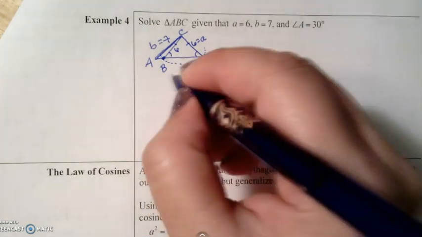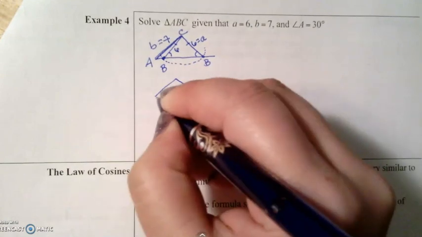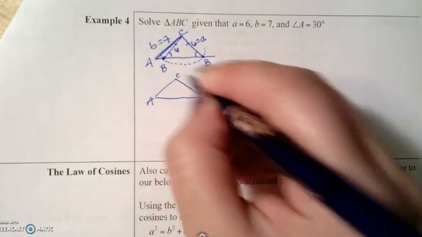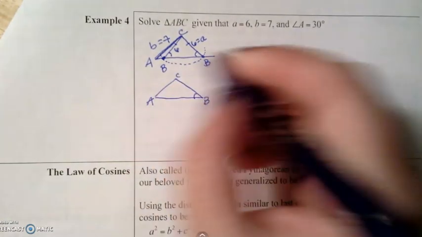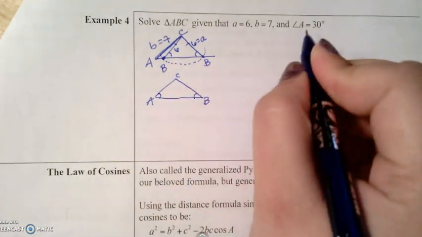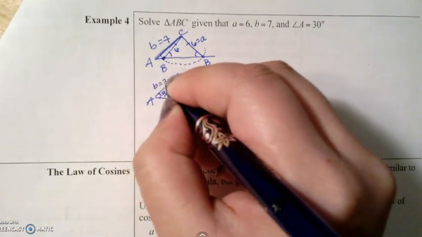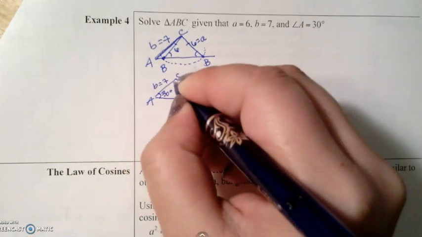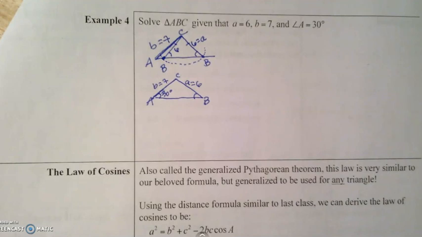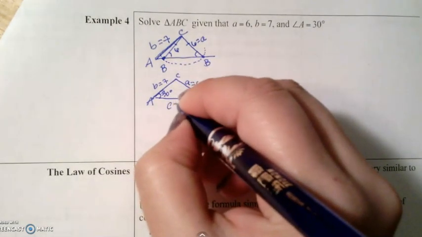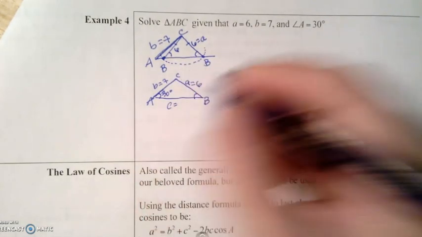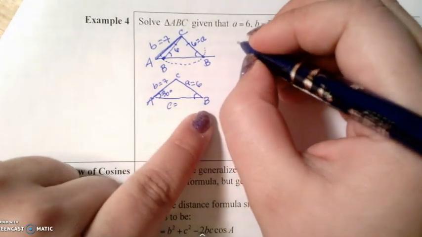So let's start by looking at this triangle with acute angle B. So this is A, C, B, where B is acute. Angle A is 30 degrees. Side B is 7. Side A is 6. Not drawn to scale. Okay, and we need side and angle B, side and angle C. So let's do angle B first.